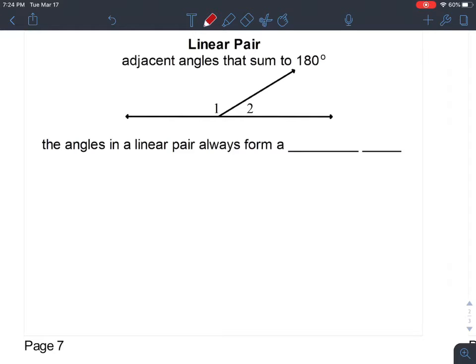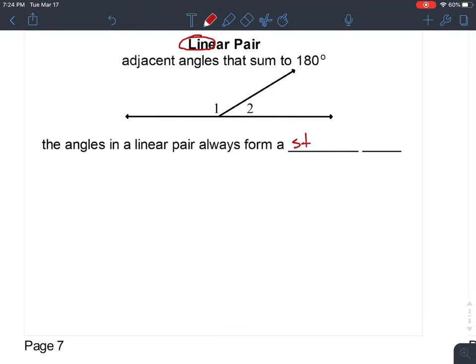Alright, the next type of angle pair that we're going to have is the linear pair. So these are adjacent angles that will sum to 180 degrees. And one hint of the angles that we are looking for, they are supposed to make a straight line.